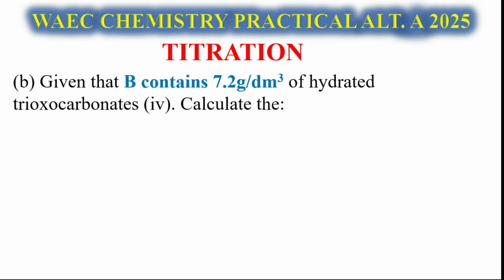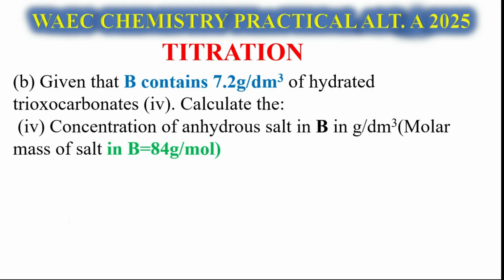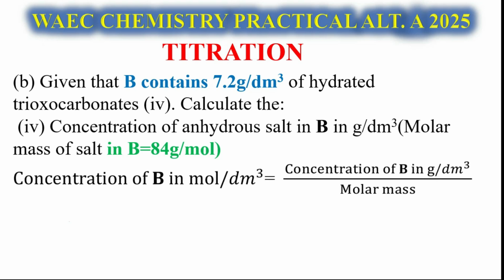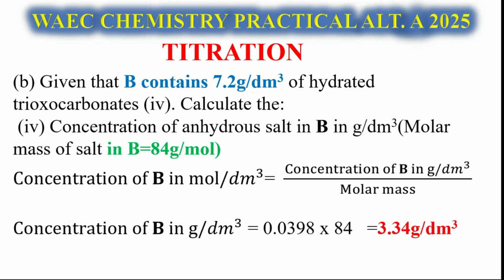So let's look at the next question, B. Given that B contains 7.2 grams of hydrated trioxocarbonate, calculate the concentration of anhydrous salt in B in gram per dmq. Molar mass of salt in B is 84 grams per mole. Concentration of B in gram per dmq is conc of B in mole per dmq times molar mass. So when you substitute that value, you have 0.0398 multiplied by 84, which is going to give you 3.34 grams of B.